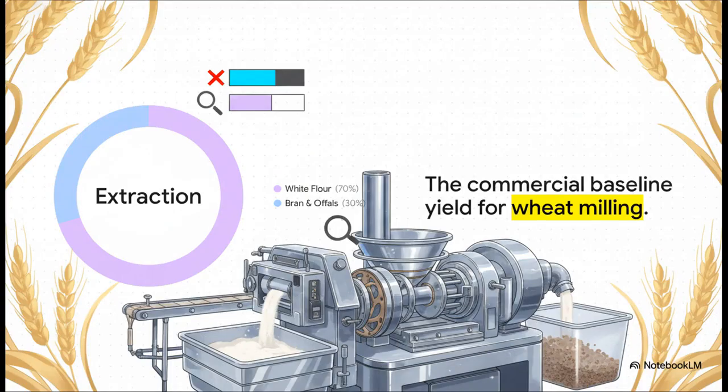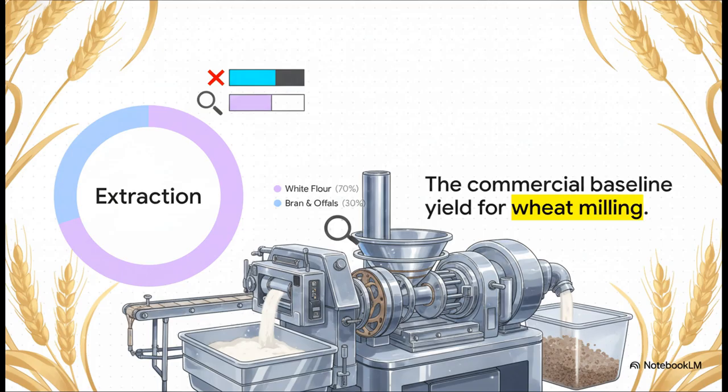Ultimately, the entire engineering objective of this sequential breaking, reducing, and sifting architecture is to consistently hit the commercial baseline, the 70% extraction rate. This is our hard economic ceiling. Out of the raw, whole grain volume, exactly 70% should be captured as pure white flour. The remaining 30%, categorized as offals, bran, and shorts, represents a strictly protective boundary.